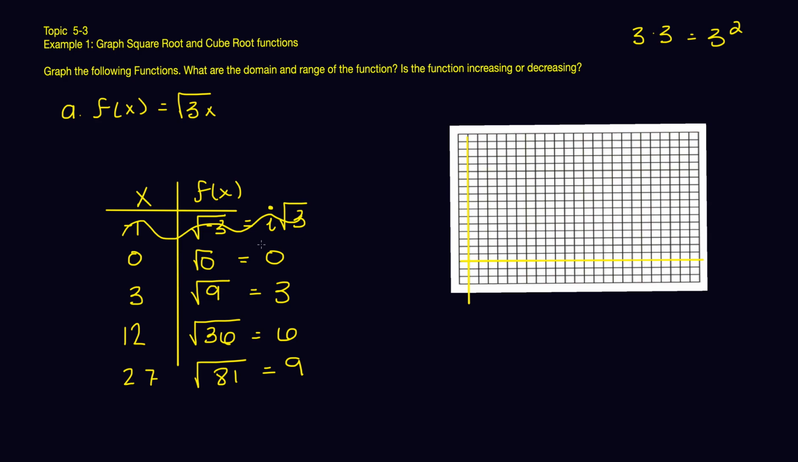The first point I'm looking at is (0, 0). The next point is (3, 3), so 1, 2, 3 across and 1, 2, 3 up. Then 12 and 6: 1, 2, 3, 4, 5, 6, 7, 8, 9, 10, 11, 12 across, and 1, 2, 3, 4, 5, 6 up. And then again, 27 and 9. I don't think I'll get that far, but we get a graph that looks something like this.